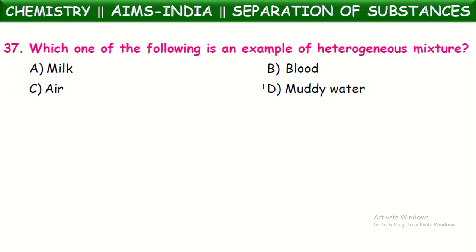Next one. Which one of the following is an example of heterogeneous mixture? Which one of these is a heterogeneous mixture? Milk, blood, air, and muddy water. Yes, here muddy water is there. It is a heterogeneous mixture because it may be made up of dust particles, water, and mud. Okay, it is heterogeneous.